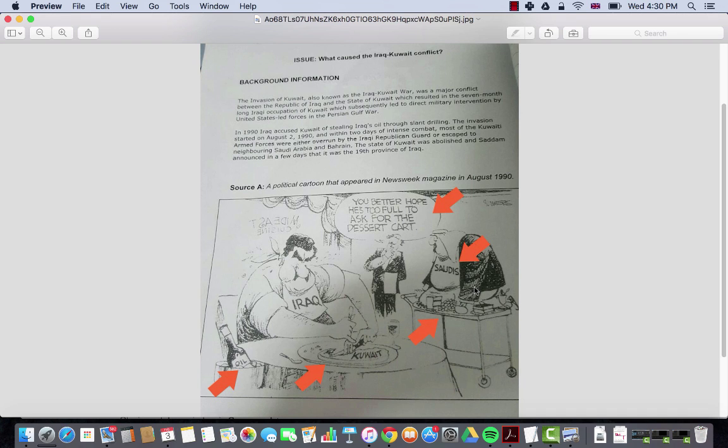Okay, and then you round off the answer by saying, oh, he's doing this so as to convince the international community to pressure the United Nations to intervene in the conflict between Iraq and Kuwait, to force Iraq to withdraw from Kuwait so that the Middle East peace would be protected. Something like that. That would get you high level marks.